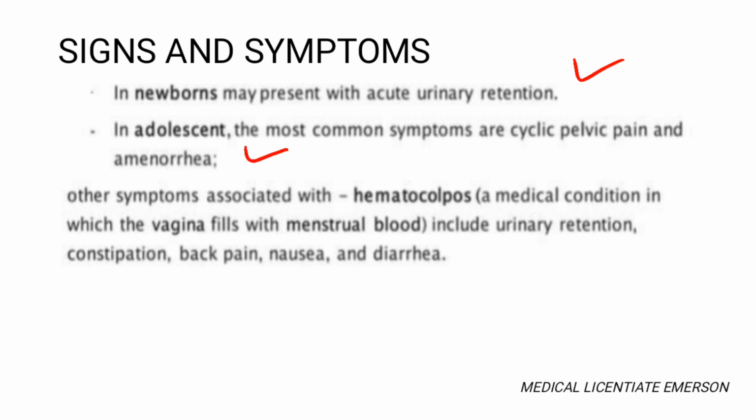And other symptoms may be associated with hematocolpos, which is a medical condition in which the vagina fills with menstrual blood. So it's called hematocolpos. Then the symptoms include urinary retention, constipation, back pain, nausea, and diarrhea. Okay, those are the other associated symptoms.